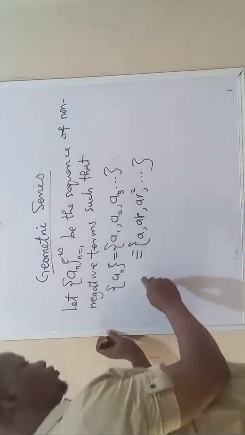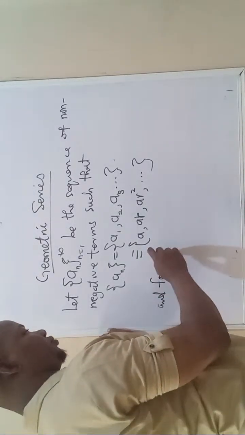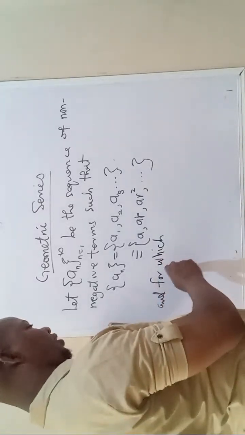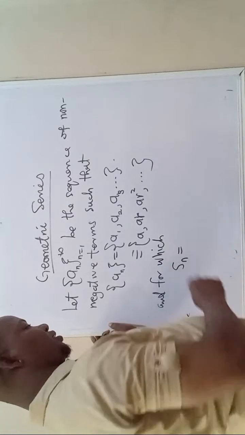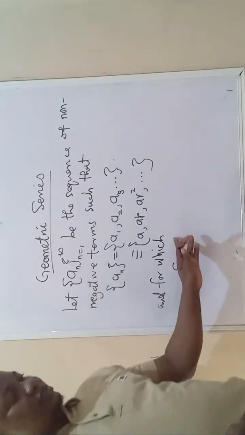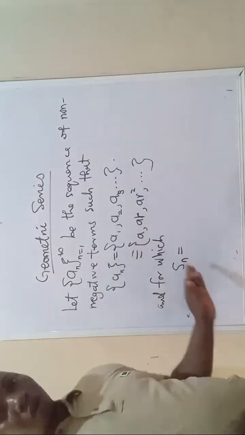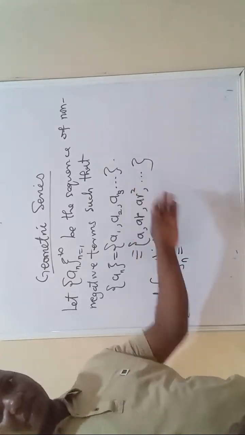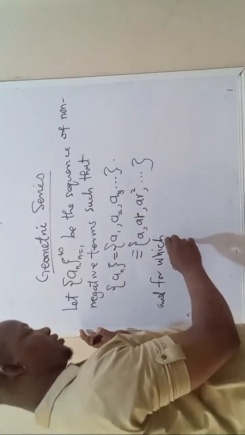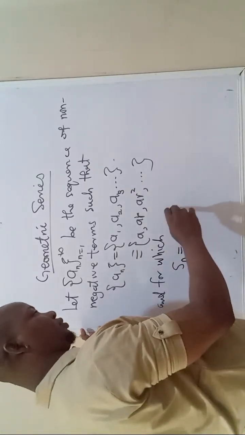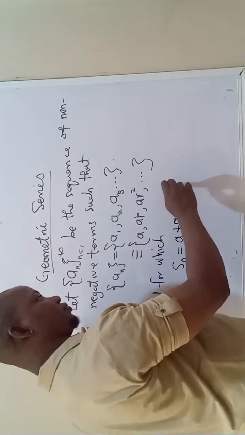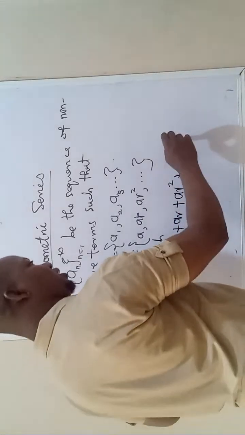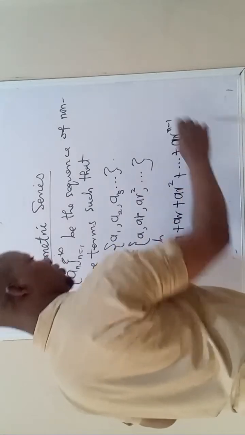Okay, and for which we can have Sn, and Sn will be the sum of the nth term of the sequence. That means this will be this. And this will be ar^(n-1).